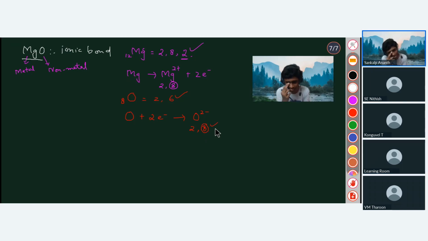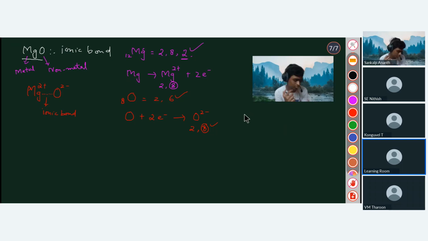Got it? Now we are having two oppositely charged ions. One is Mg2+, which gave its 2 electrons, and another is oxygen 2 negative. So they are oppositely charged ions, and they will attract each other, and that attraction is the ionic bond. So whenever you have to make any ionic or covalent bond, you first have to consider that the octet or duplet should be followed.